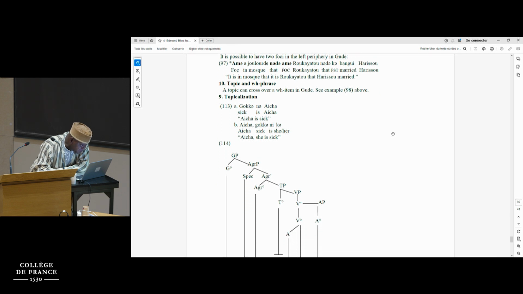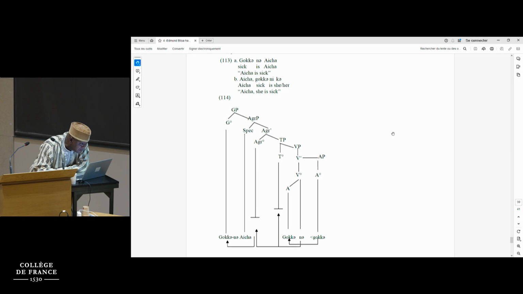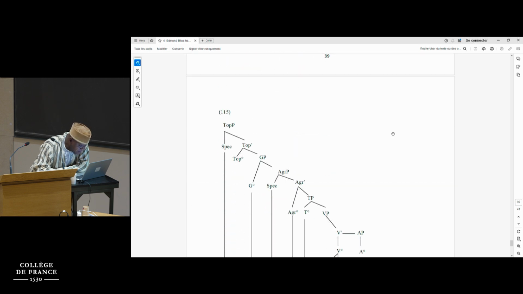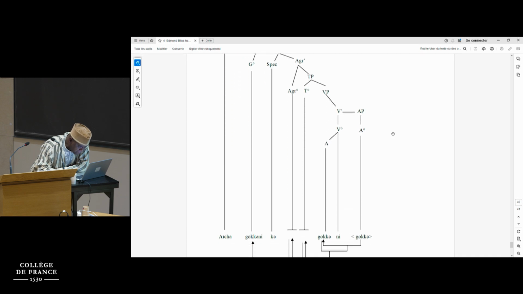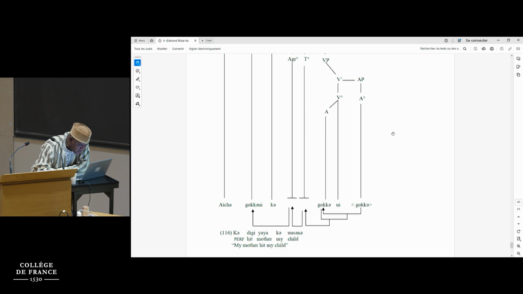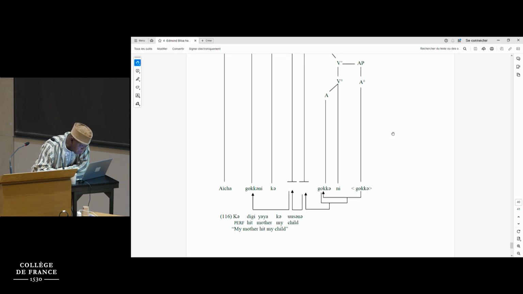So 114 is the tree representation of 114B, where the adjective is adjoined to the verb, in that case it becomes a predicate adjective, and then the predicate adjective followed by the copula raises to the head of the agreement phrase, and Aisha is in the specifier position of the agreement phrase. All right. It is not surprising that a predicate adjective will adjoin to a verb. Okay? So many people have worked on that before.